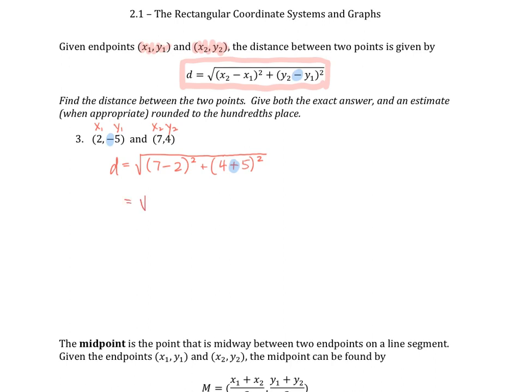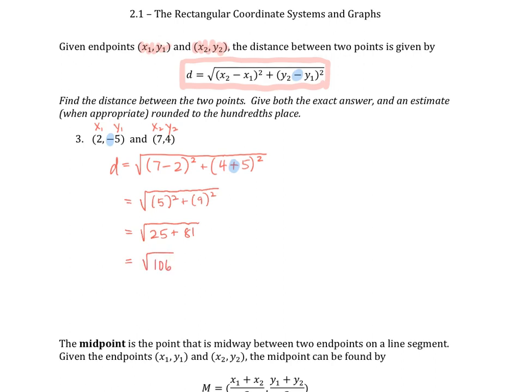I like to try to use as few signs as possible so it doesn't get confusing. Okay, so now I'm going to simplify. So 7 minus 2 is 5, and 4 plus 5 is 9. So I do what's in parentheses first. Then I'm going to raise the numbers to the exponents. So 5 squared is 25, plus 9 squared is 81. I then need to add those together. So it looks like that'll be 106. Whoops, 81 plus 25, 106.